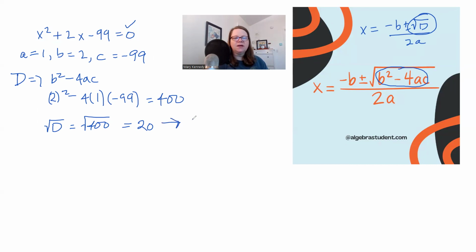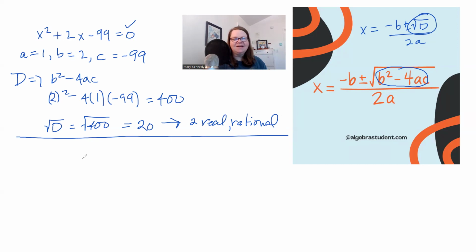That tells us that we're going to get two real and rational solutions. Rational means that we're not going to have a square root in our answer. We're just going to get regular numbers, could be fractions, that's okay. But yeah, no square roots, no radical symbols in the answer, and nothing that's an imaginary or complex solution. All right, so let's do the quadratic formula.